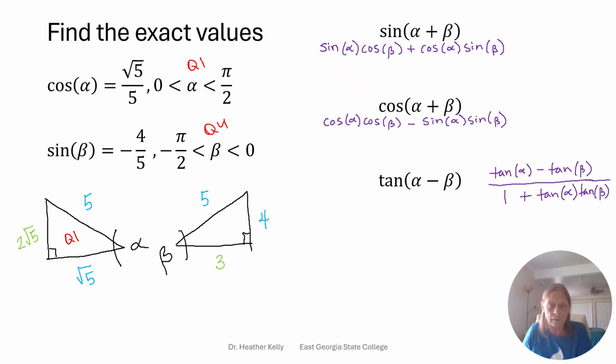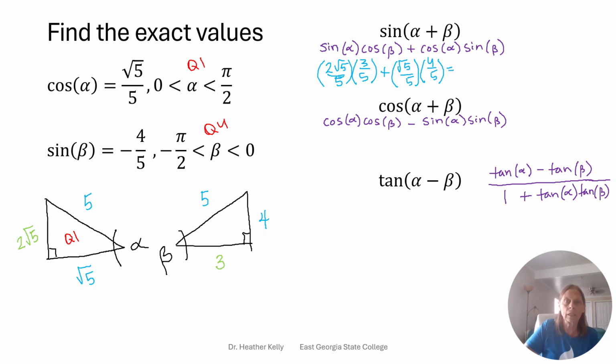Okay, all right, now let's work the problems here. So for sine of alpha plus beta, we get sine of alpha, which is 2 root 5 over 5, times cosine of beta, which is 3 over 5, plus cosine of alpha, root 5 over 5, times sine of beta, 4 over 5.